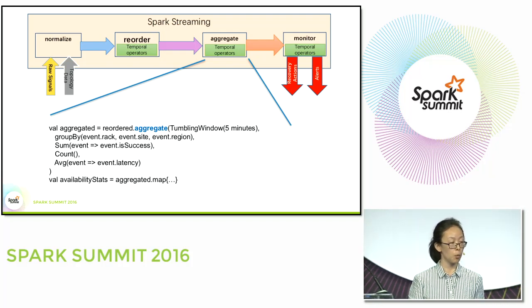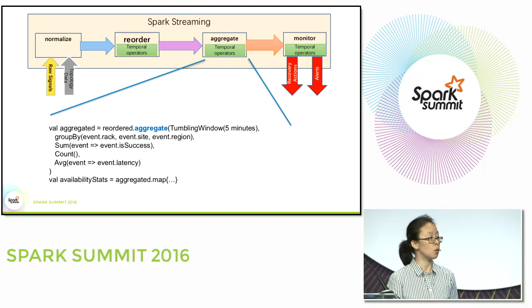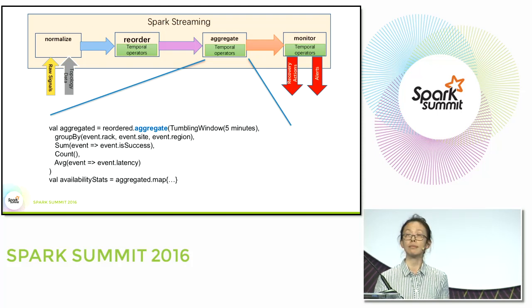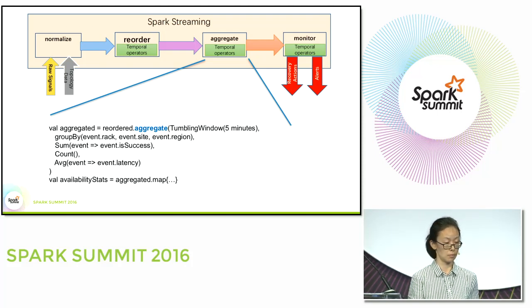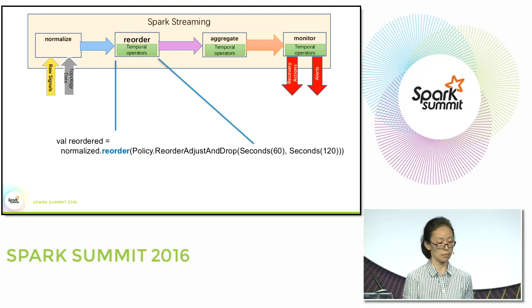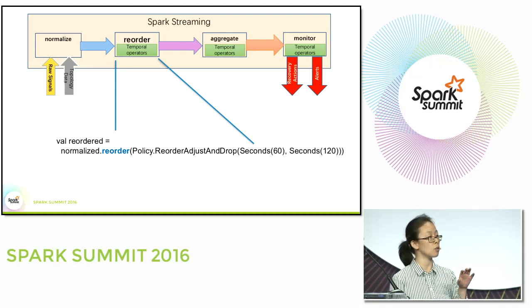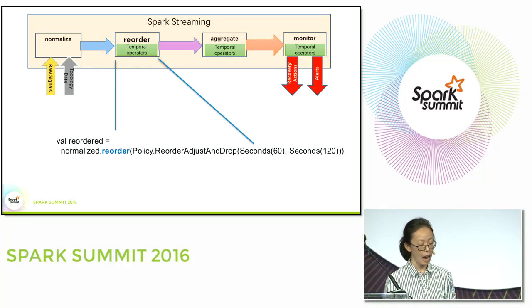Here in this example, we want to compute availability. So we need the total number of success events versus the total number of events. So that's the first two things we're computing. And then we want the average latency too. So the aggregate operator will give us those 5-minute basic metrics for service health monitoring.